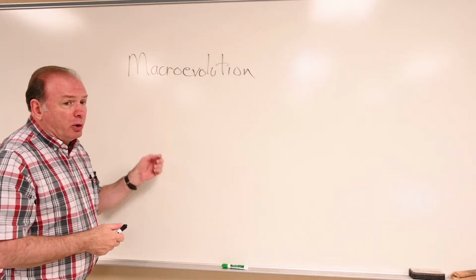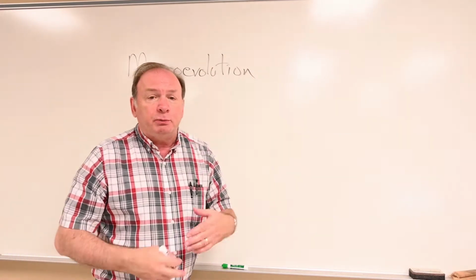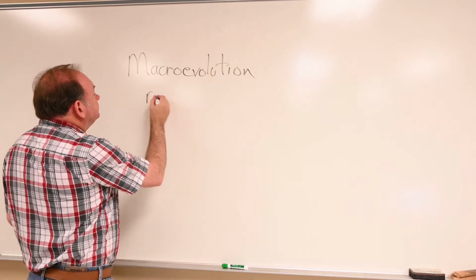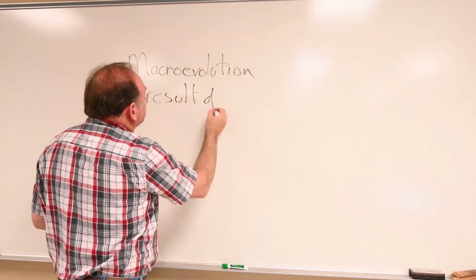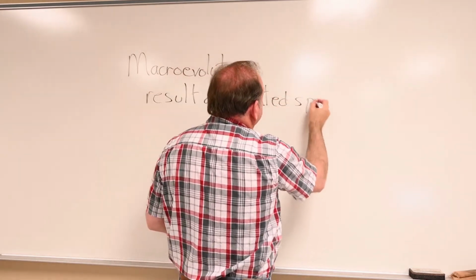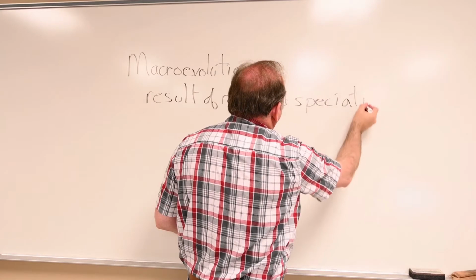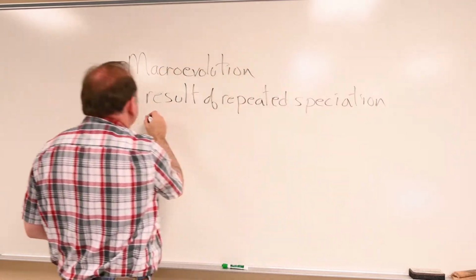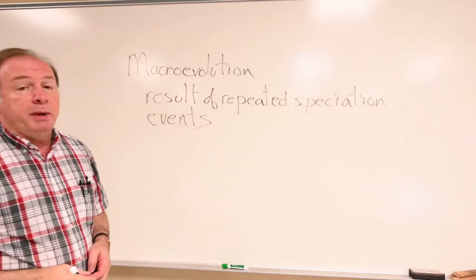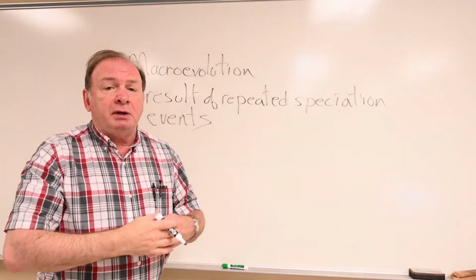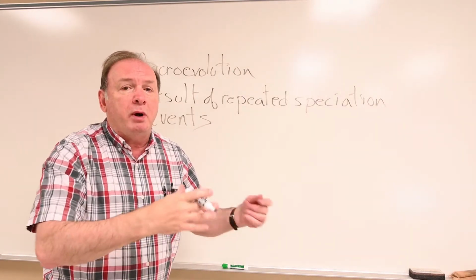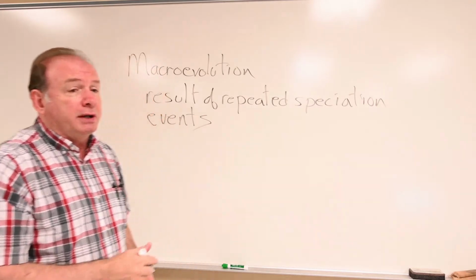Now macroevolution. Macroevolution is supposedly the result of repeated speciation events. So speciation after speciation after speciation, supposedly these kinds of events led to more and more different kinds of organisms.